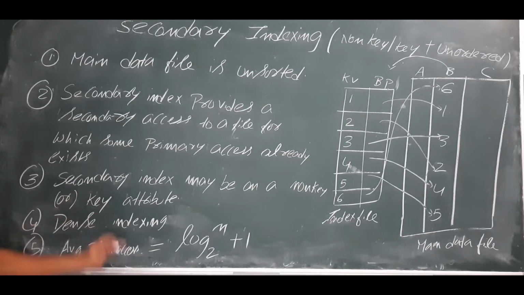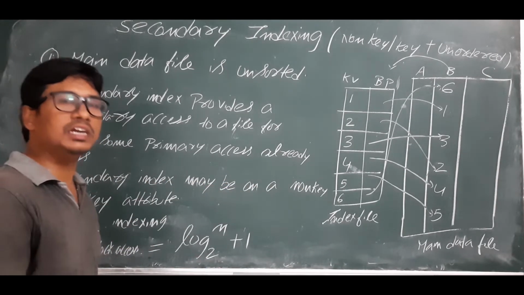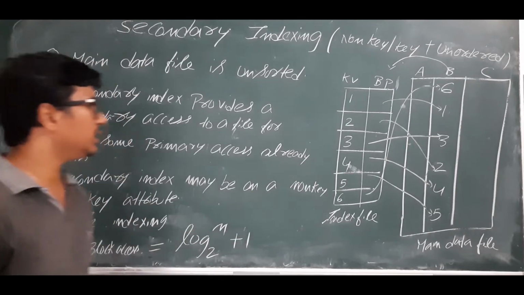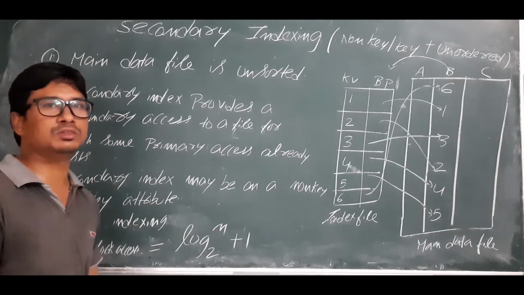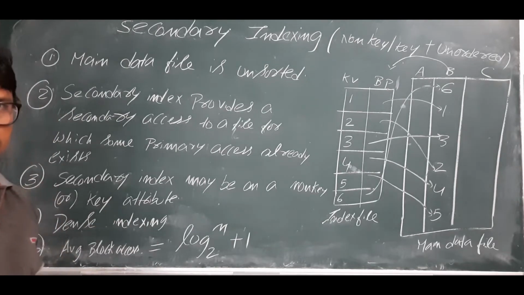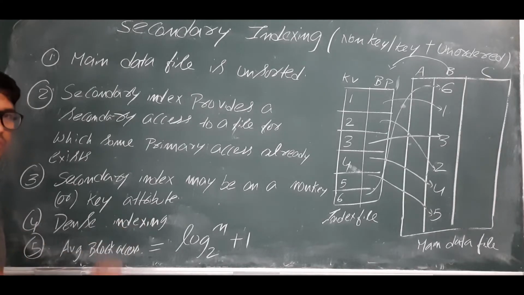Okay, a secondary index may be on a non-key attribute or a key attribute. What is the meaning of non-key attribute or key attribute? Non-key attribute means there may be duplicate values also. Whereas in a key attribute, duplicate values will not be there. Is it clear? Now, what is this dense indexing? All these things we will talk about now.